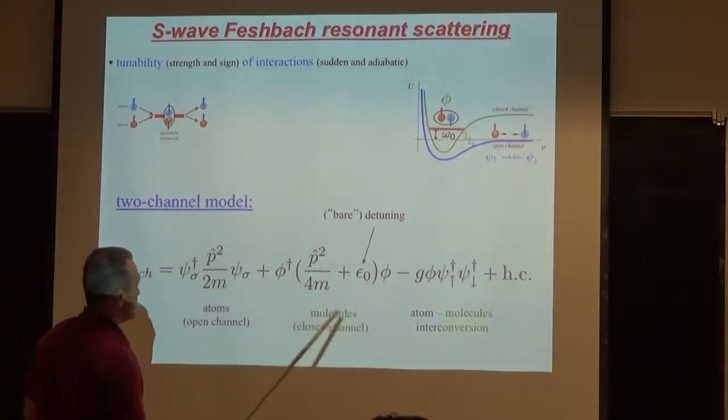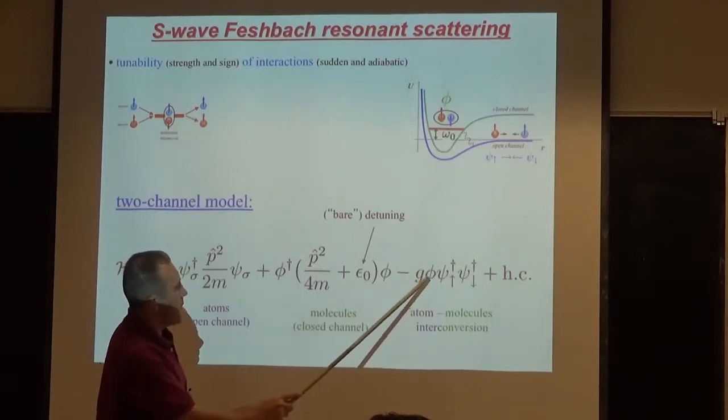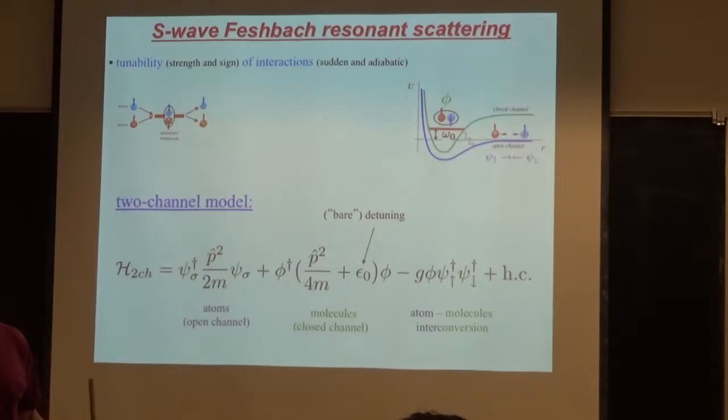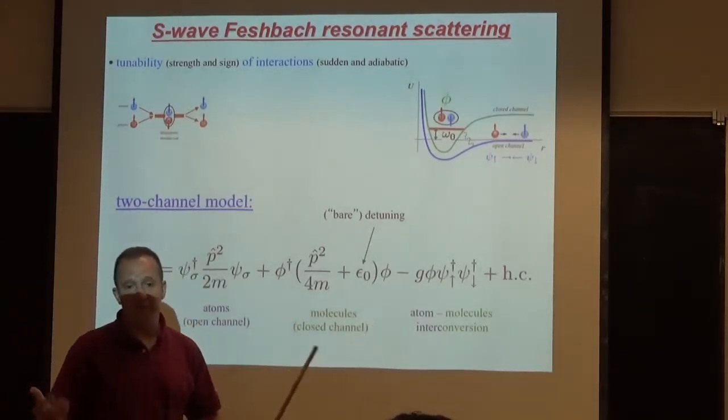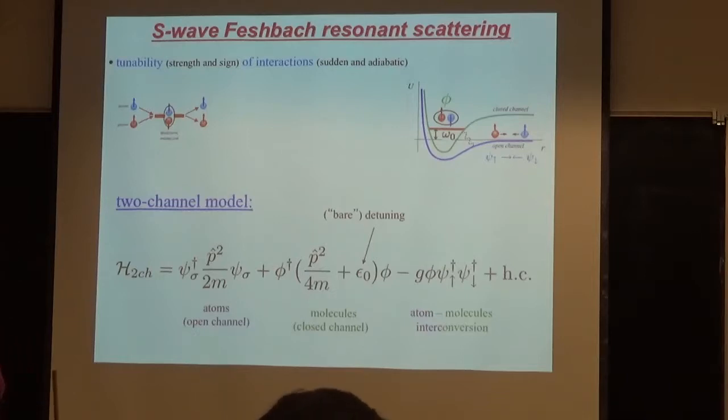And then I have, so this is atoms, this is molecules, and then there's an interconversion term. A molecule can decay into two atoms, into a pair of atoms. And so this coupling g is proportional to the hyperfine interaction. Could I have thought of this as if I started with a more microscopic Hamiltonian with a hyperfine interaction, decoupling it in a suitable channel via Hubbard-Stratonovich, and then ignoring a bunch of other stuff?